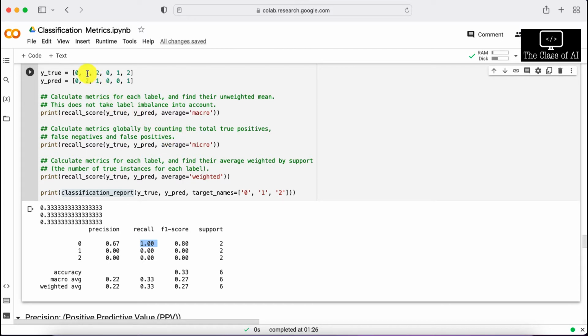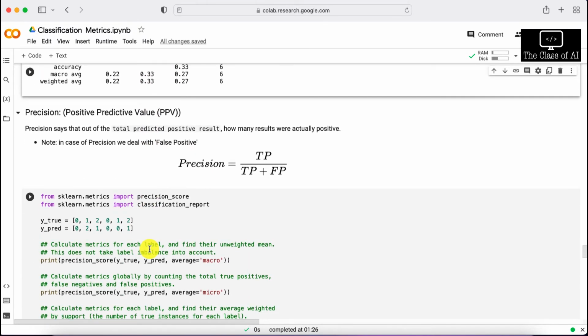But for class 1, it is predicted as 2, and for class 1 it's predicted as 0. So for class 1 it's 0, 0. It's showing very awful performance for class 1. Similarly, class 2 is being predicted as 1, and class 2 again is being predicted as 1, so you can still see it's 0. That means you can get a class-wise recall score as well.